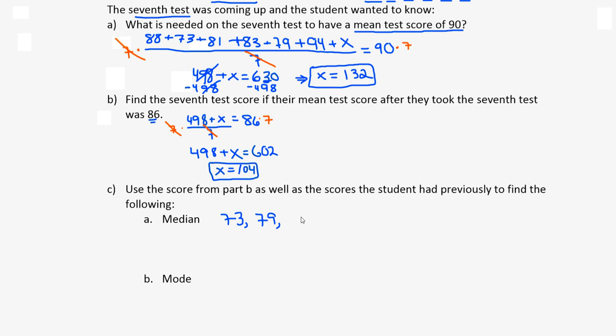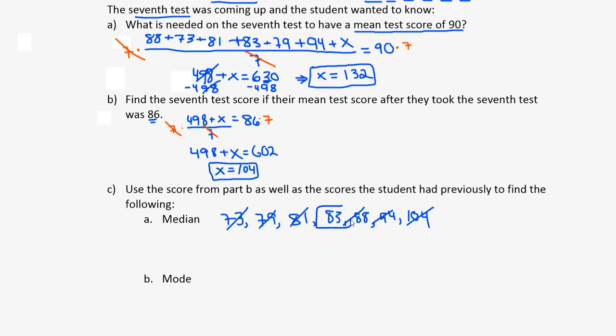81, 83, 88, 94, and the one we just found in part B, 104. 1, 2, 3, 4, 5, 6, 7. Yep. All right, for the median, you find the one right in the middle. In this case, 83 is my median.